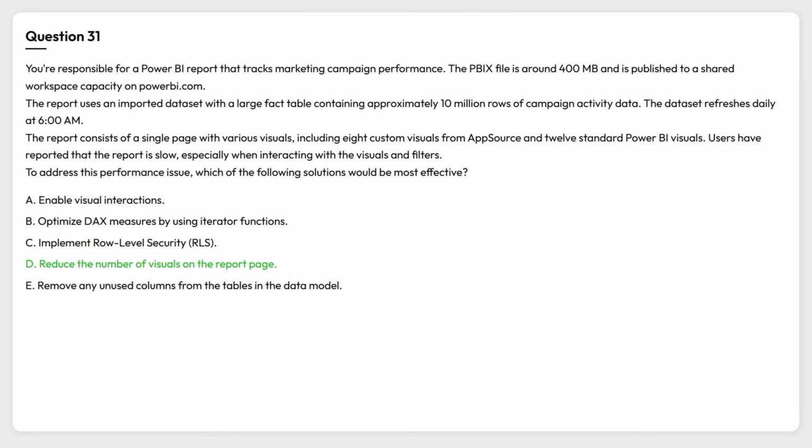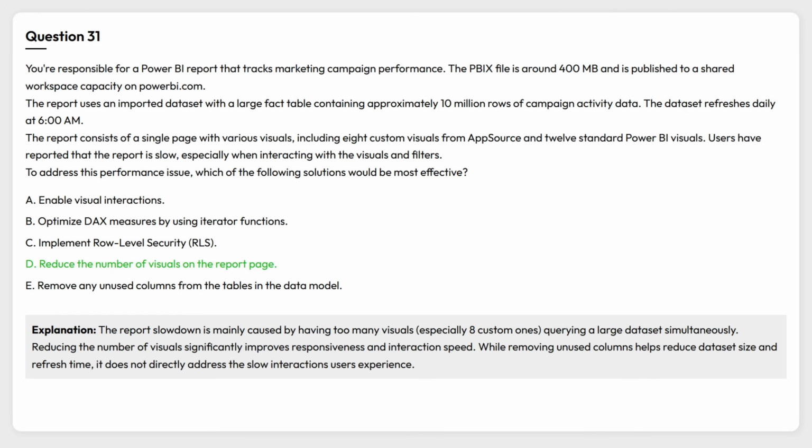The correct answer is option D. Reduce the number of visuals on the report page. The report slowdown is mainly caused by having too many visuals, especially 8 custom ones, querying a large dataset simultaneously. Reducing the number of visuals significantly improves responsiveness and interaction speed, while removing unused columns helps reduce dataset size and refresh time. It doesn't directly address the slow interaction user experience.